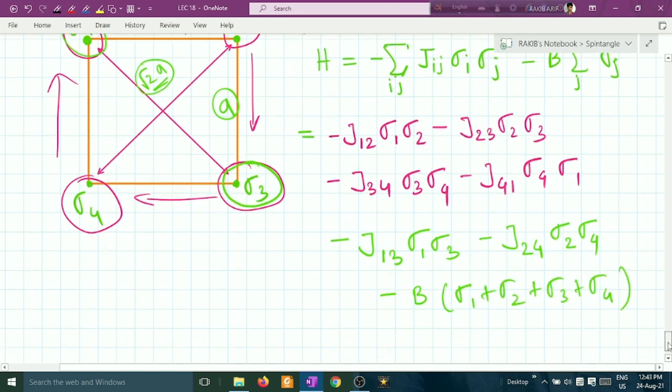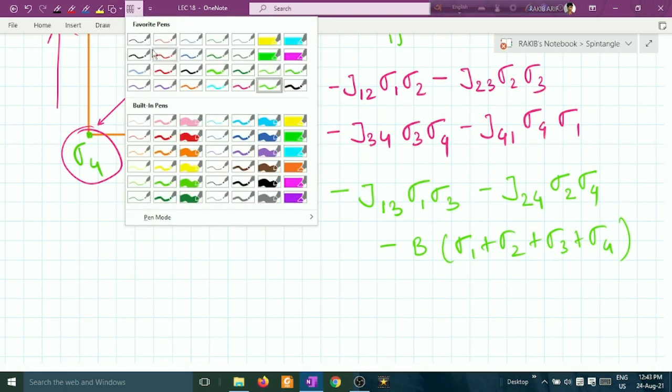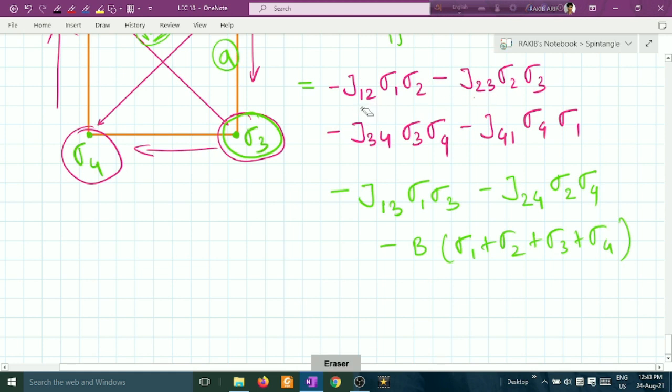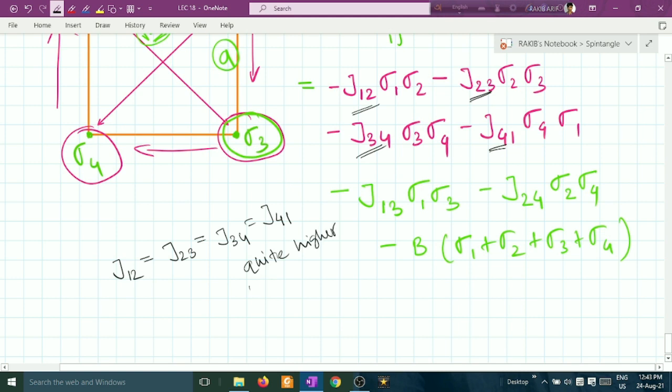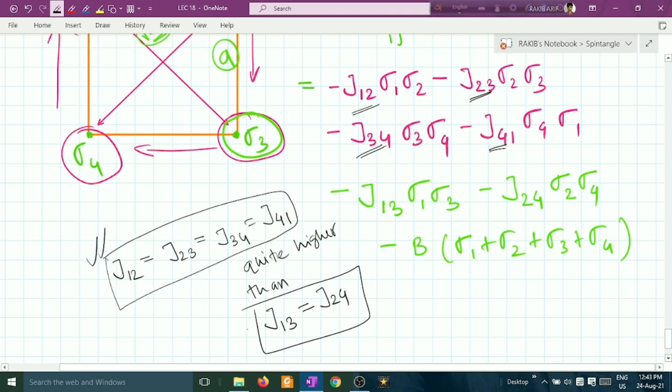Now the question arises: will the values of J_12, J_23 be the same as J_13, J_24? These are the higher interacting terms. If the spins are the same, then J_12 equals J_23 equals J_34 equals J_41, and these are quite higher than J_13 equals J_24, because these are the direct interacting terms and those are the cross interacting terms.